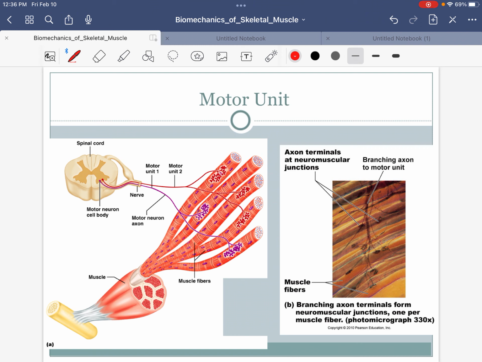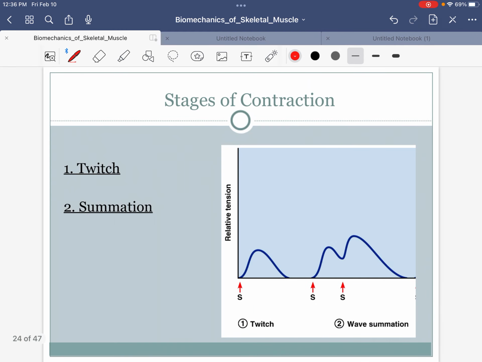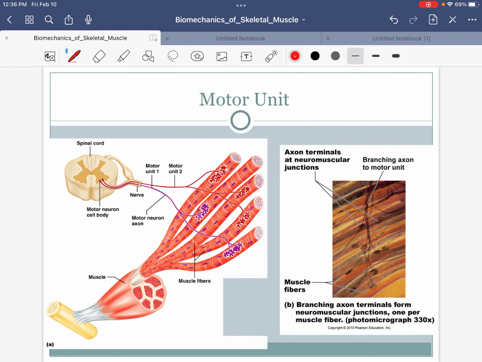Review, review, review. Make sure you can define motor unit. A motor unit, I didn't get the definition, did I? No. A motor unit is one nerve, one motor neuron, and all the muscle fibers that nerve innervates or supplies.